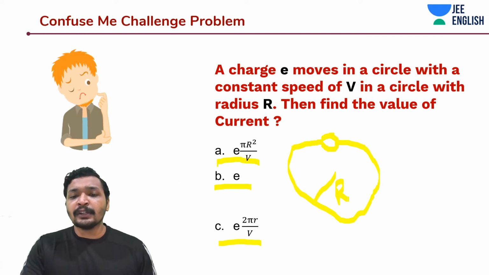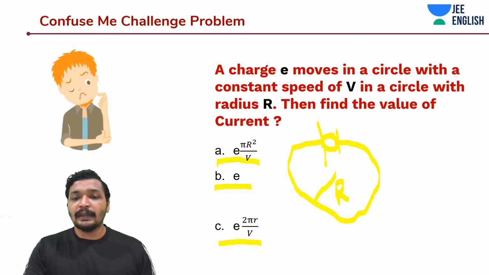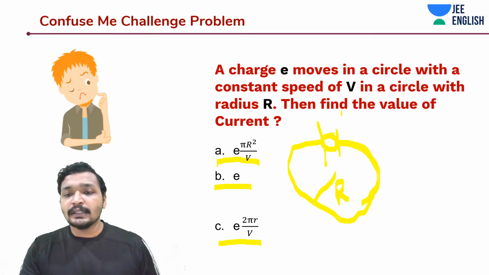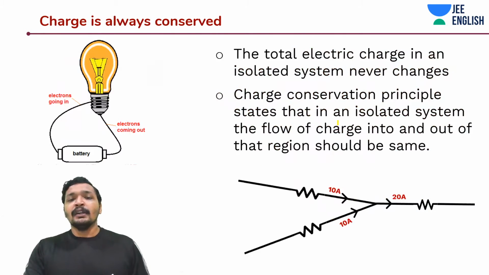In this case, this charge is moving like this in the circle, which was around R radius. Then at a particular instant of time, it is only appearing over here. Guys, at a particular instant of time, it is only appearing at this point. It's not appearing all throughout the time. After completion of the circumference, it is appearing at this point. I think it is very clear. Let's move on to the next one.